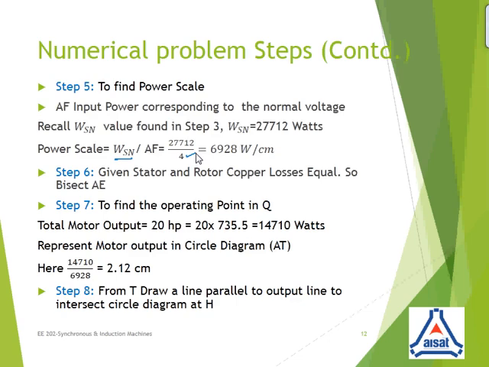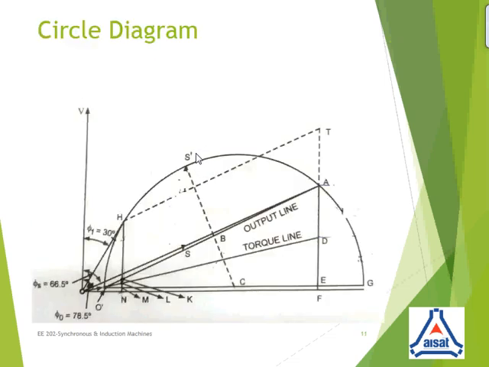Now moving on to step 6. Actually this step 6 is as per the given condition in the question, but for doing the performance parameter which is being asked in this question, we do not require that step 6. Anyway, I am just giving you an overview. That is, this given that the stator and rotor copper losses are equal.